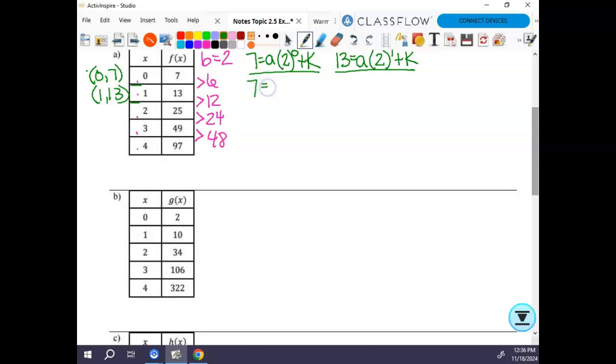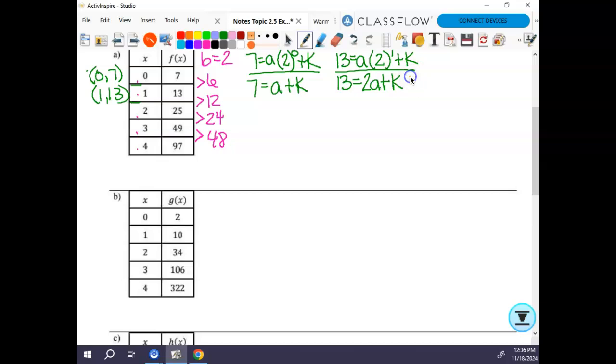7 equals a plus k, and then we get 13 equals 2 to the first is just 2, 2a plus k. Okay, so we just clean them up a little bit. But there's no reason to, if it just says write the equations, you don't have to clean up anything, so don't, right? Because if we made a mistake there, then we wouldn't get that point for writing the equations. All right, so then I've got two equations and two variables. That is a system of equations.